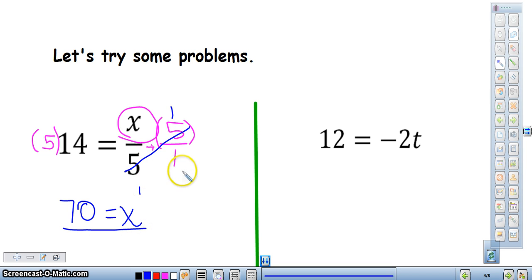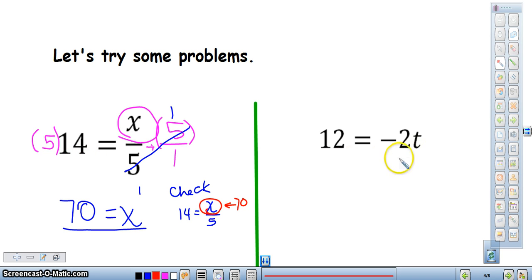If we check it, the check says 14 has to be equal to some number divided by 5. We are replacing this x with 70. And now if you check on your calculators, 70 divided by 5 equals 14.